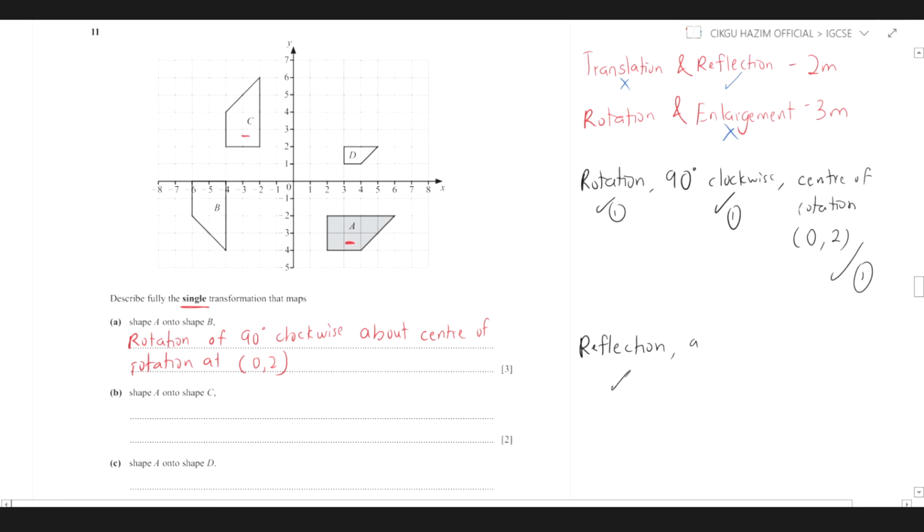So reflection is already 1 mark, and you need to know the axis of symmetry. You need to state your axis of symmetry in terms of the straight line equation, y = mx + c. So create a straight line here. I try to create the line to look like this.